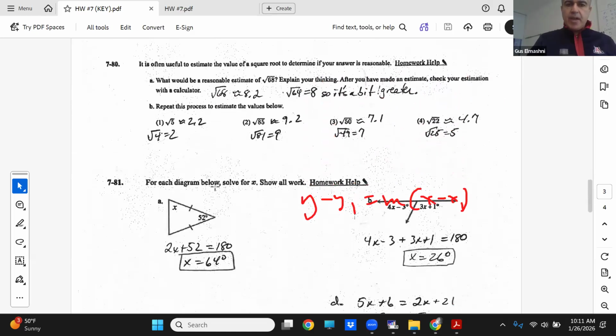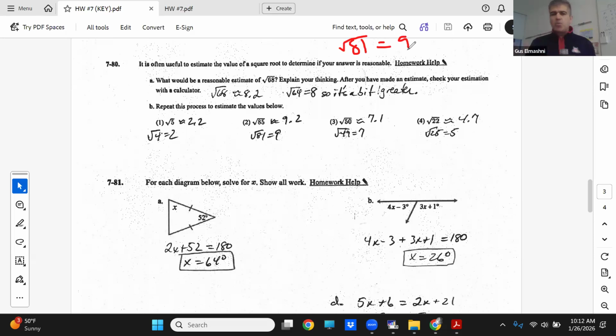For 780, a reasonable estimate. That's just making sure your numerical fluency is solid. If you think about it, root 64 is 8, root 81 is 9. So it's got to be between those two. So 8 point something. If you said 8.3 or 8.4, don't worry about it. Just know it's between 8 and 9. That's all I care about. Like, know that root 1 is between 2 and 3, root 2 is between 9 and 10, root 3 is between 7 and 8, root 4 is between 4 and 5. Whether you're spot on, I don't really care. But don't say root 5 is close to 5 or close to 4. That doesn't make any sense, right?